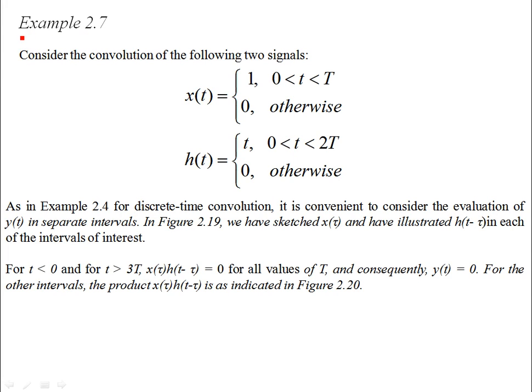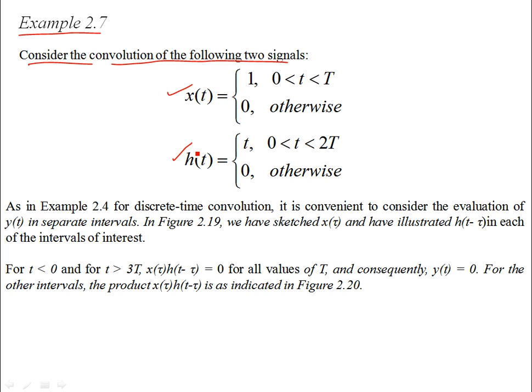Examples to illustrate the mechanics of convolution for LTI systems. So this example is from your course text, Oppenheim and Schafer. What it says is to consider the convolution of the following two signals. So you have x(t) and h(t).